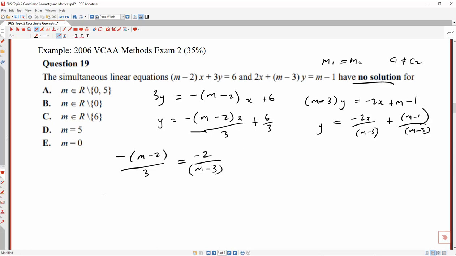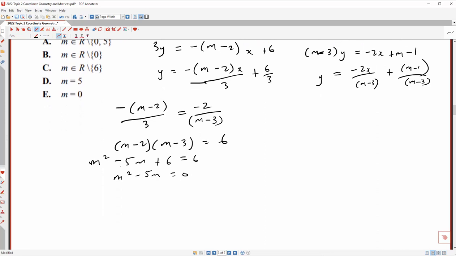So I'm going to cross multiply here and divide through by negative 1 straight away. So I'm going to get m take 2, m take 3 equals 6. Alright, then let's expand that. m squared, take 2m, take 3m, plus 6 equals 6. Subtract 6 from both sides. m squared, take away 5m equals 0. Factorize that thing. m(m take 5) equals 0. m equals 0, m equals 5.